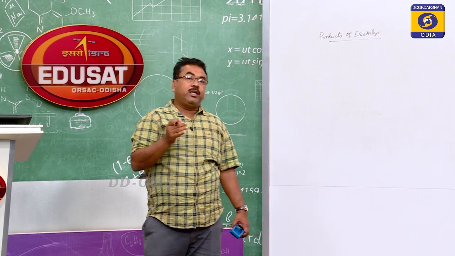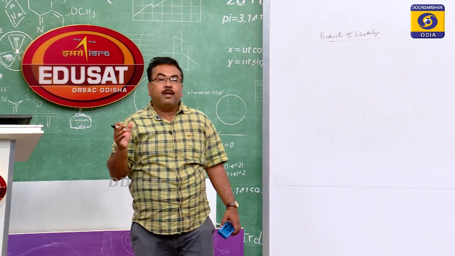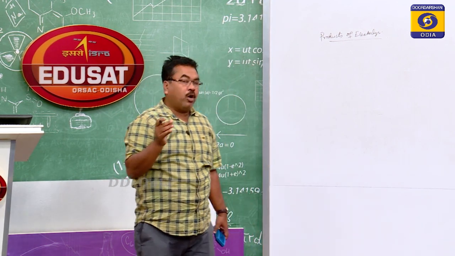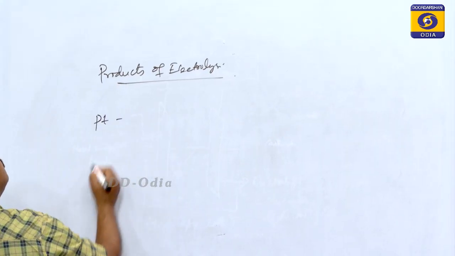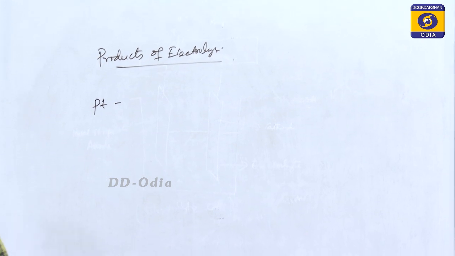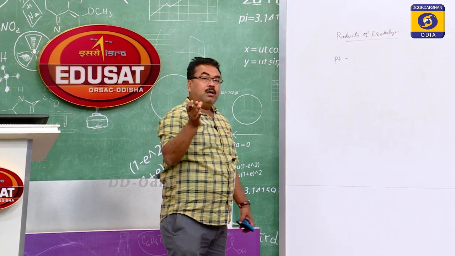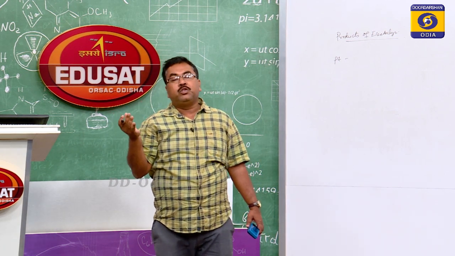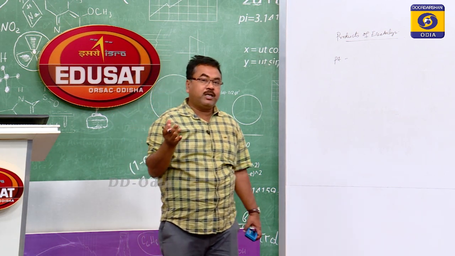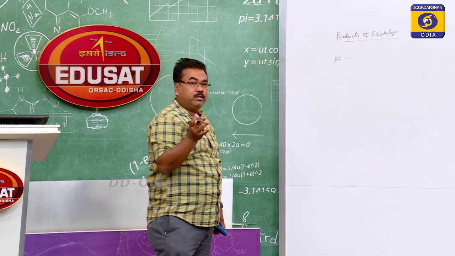Then another thing is the electrode material. How does the electrode material affect the process of electrolysis? If the electrode material is inert, like platinum, then it does not interfere in the process of electrolysis. But other metals, suppose we use mercury and other metals, they will interfere in the process of electrolysis and the products will change accordingly. We shall cite examples to understand it better.